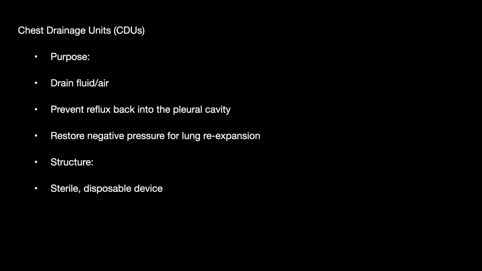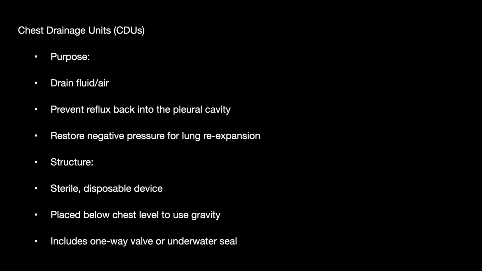The structure is that it is a sterile and disposable device. It is placed below the chest level to use gravity for the drainage, and it includes the one-way valve, that is the Heimlich valve that we already read about, or a water seal drain. So the types that we have for the drain are the one bottle system. This is for air drainage only, and it is not ideal for fluids because the fluid would build up and block the air from escaping. You have a two bottle system.